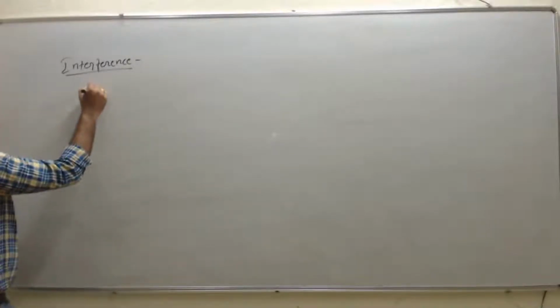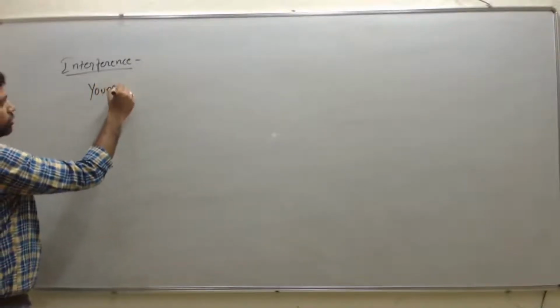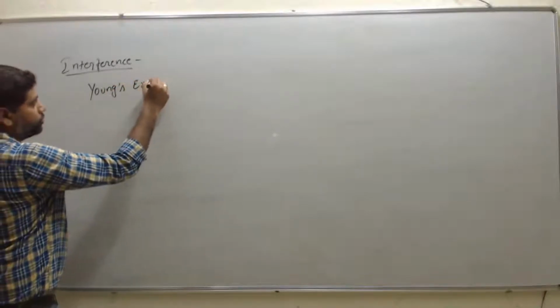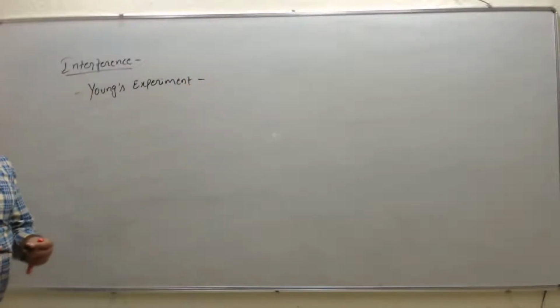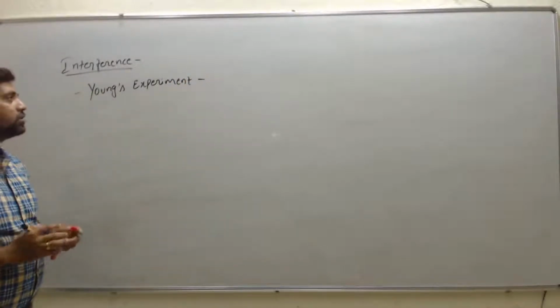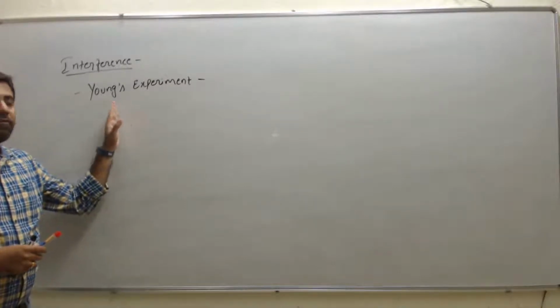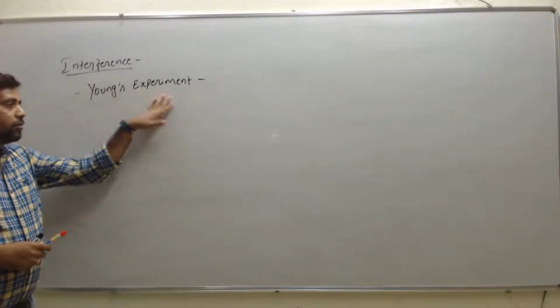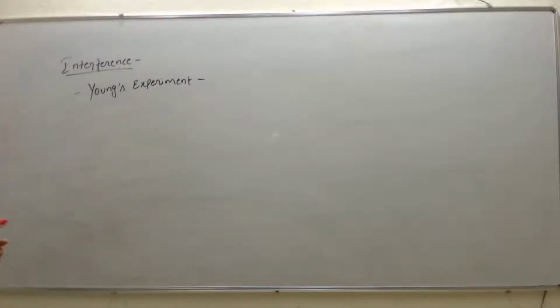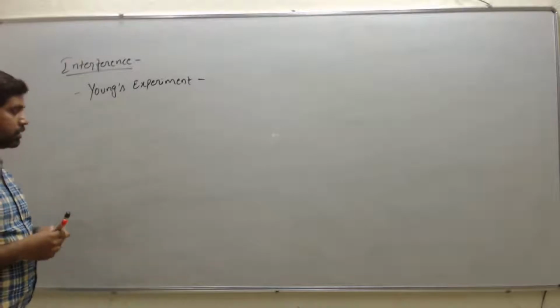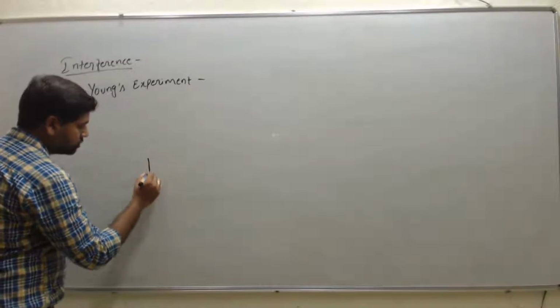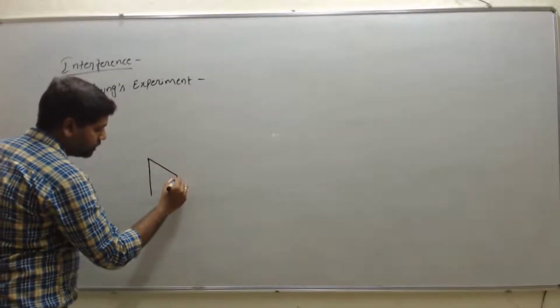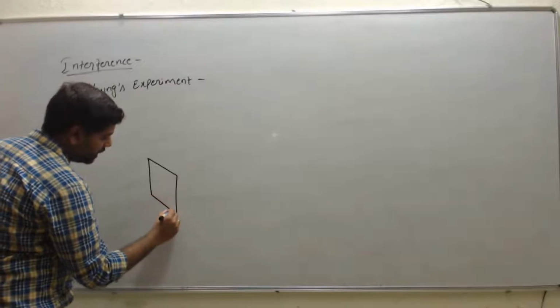So next is Young's experiment. We have one derivation from this topic, and it is a very important derivation. This has been asked several times for 5 marks. That is the fringe width. Derive the expression for the fringe width. So in Young's experiment he considered one arrangement, which I am writing here. It is in 3D.